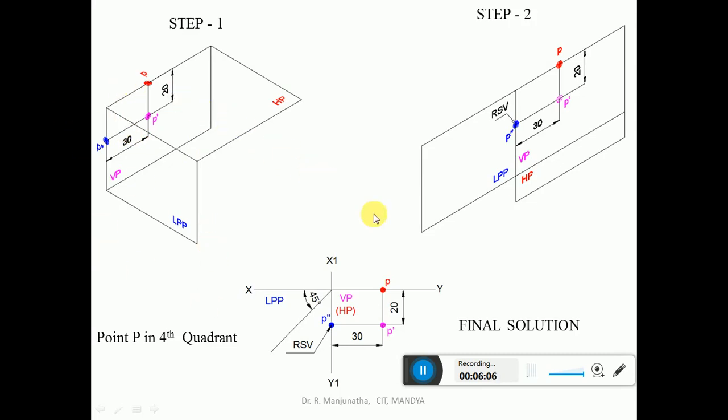Now when you look from the front view, we can see the distance below HP. So the below HP distance is seen in VP. So you can mark this point as p dash. Since it is lying on VP, obviously the point will be on HP. So the point is going to be small p. Now it is in the fourth quadrant, in front of RPP. So you are looking from in front, that is from the right side. When you look from the right side, the point will be in front of RPP, in front of LPP.